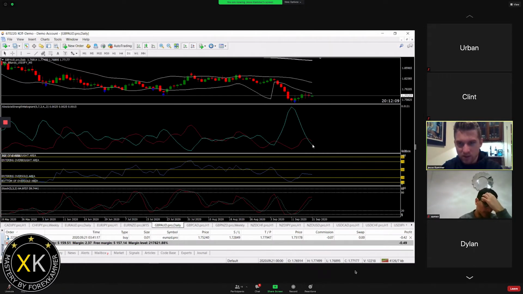We can see these lines recross for a bearish trend. The stochastic indicator is already fast approaching that overbought area, and we haven't seen any push really to the upside. So this is indicating that the bulls are kind of being exhausted here.